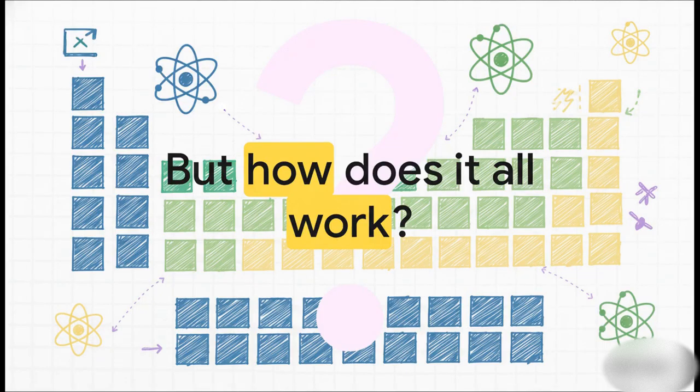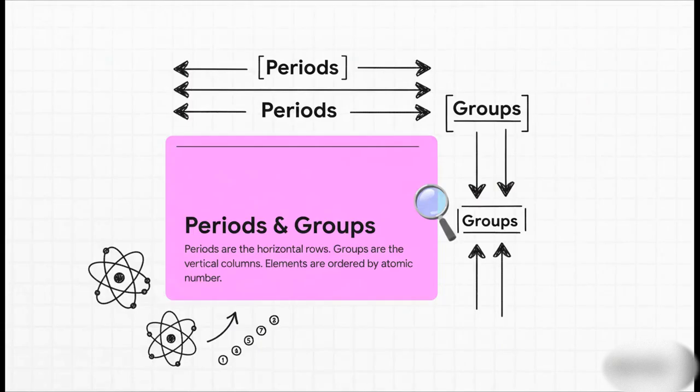So, that's the big question, right? How does this incredibly organized chart actually work? How do we read all the information that's packed so neatly into its structure? Well, it really starts with two simple rules. The horizontal rows going across, those are called periods, and the vertical columns going down, we call those groups. And as you read the table, from left to right, top to bottom, the elements are all lined up by their atomic number, which is just the number of protons in an atom's core.